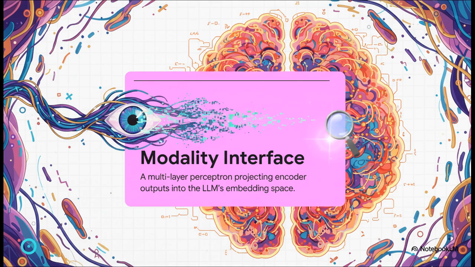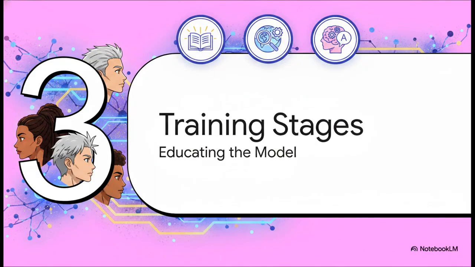This interface is absolutely crucial. It's typically a multi-layer perceptron acting just like an optic nerve. It takes those raw visual signals coming from the eyes and translates them directly into the mathematical tensor embedding space that the brain already understands. It's the ultimate translator.